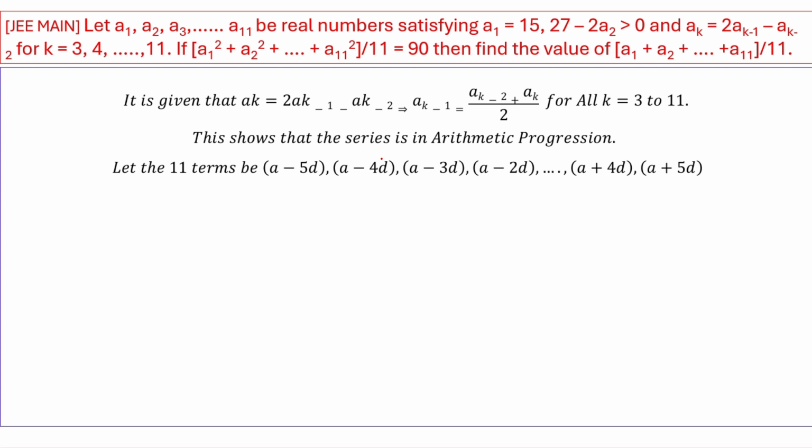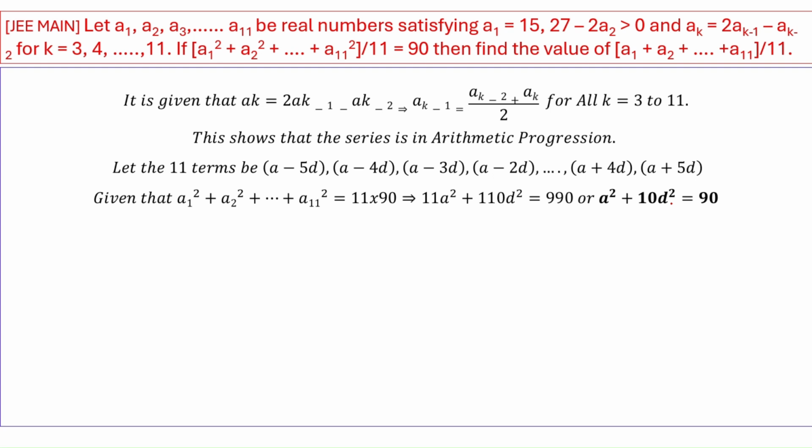Once we know that this is an arithmetic progression, I will write things like this. I want to put the middle term as a, and then a minus 5d to a plus 5d. These are the other terms, right? So a minus 5d, a minus 4d, a minus 3d up to a plus 5d. These are my 11 terms. Because they are symmetric, if I sum them up, what I will get is 11a, correct? That's easy.